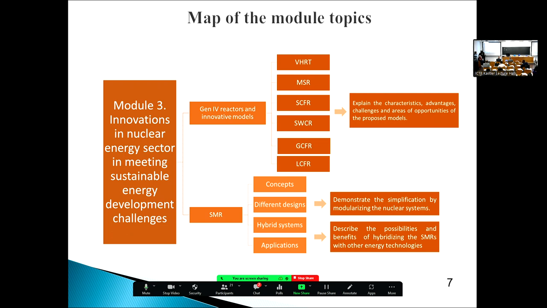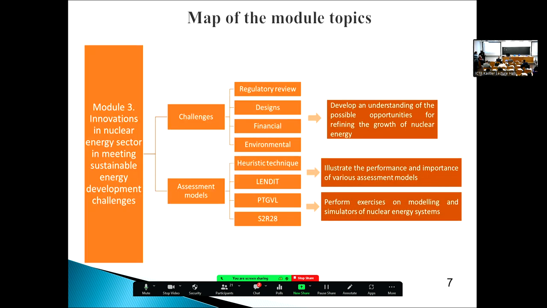And the second outcome would be to describe the possibilities and benefits of hybridizing the SMRs with the other energy technologies. And the fourth topic which we selected was the challenges, in which the subtopics are regulatory relief and designs, financial challenges, and environmental challenges. The learning outcome will be to develop an understanding of the possible opportunities for refining the growth of nuclear energy.